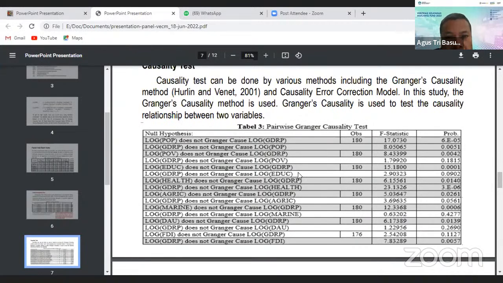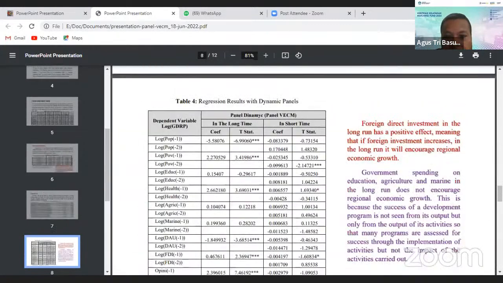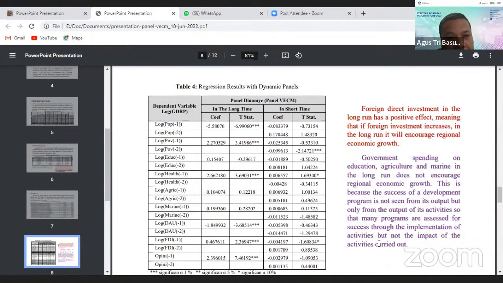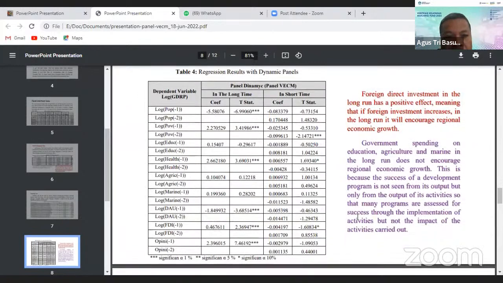That means many variables can affect GDRP. After we do the causality test, now I make the regression result with the dynamic panel. This is where we use lag 2.